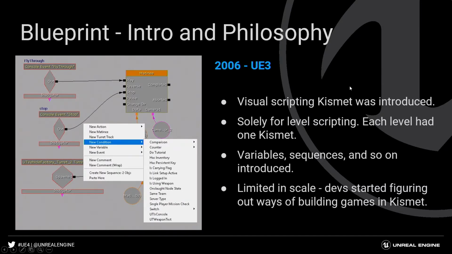By 2006, with Unreal Engine 3, we had the first visual scripting coming in. It was only level scripting, so only the level had the visual script attached to it, and you couldn't do anything else with it. But the idea started to take shape. Everyone in the community and developers, myself included, figured out, oh cool, you can actually make a game with it.